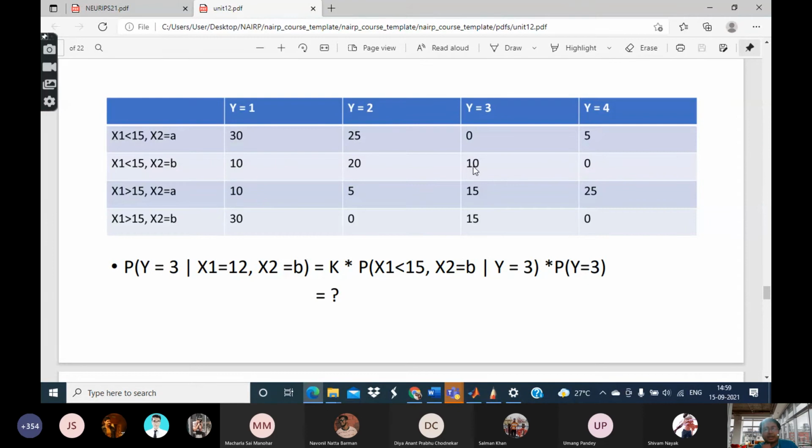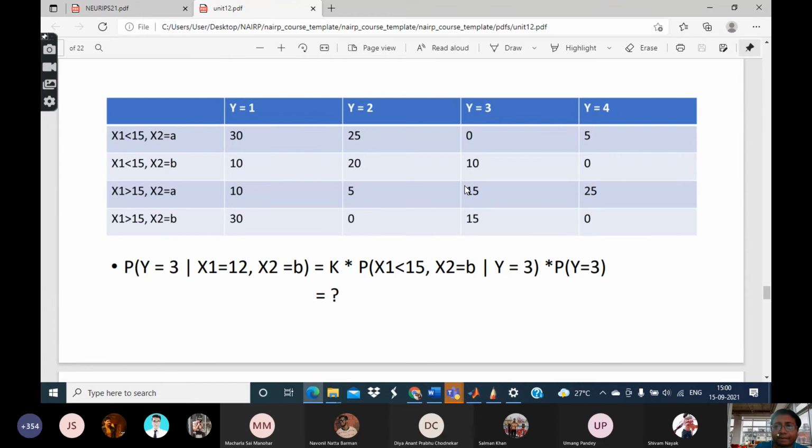So this 10 is the number out of what? 10 by the number of examples for which y equal to 3, which is 10 plus 15 plus 15, equal to 40. So this probability then turns out to be 10 by 40 times probability y equal to 3, which is of course 40 by 200.